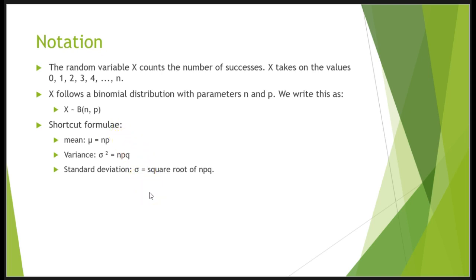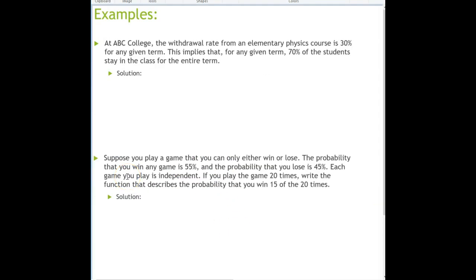We'll also rely heavily on our calculator for this. So the mean, mu, equals n times p. The variance, sigma squared, is n times p times q. And the standard deviation is the square root of npq. All right, let's take a look at some examples.